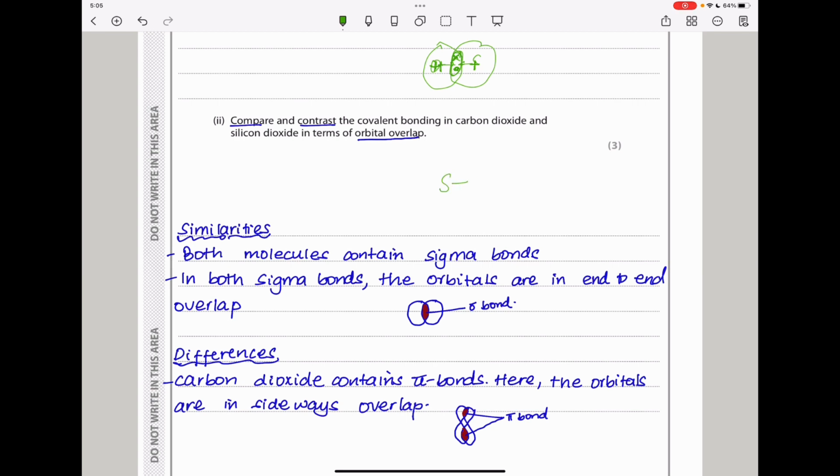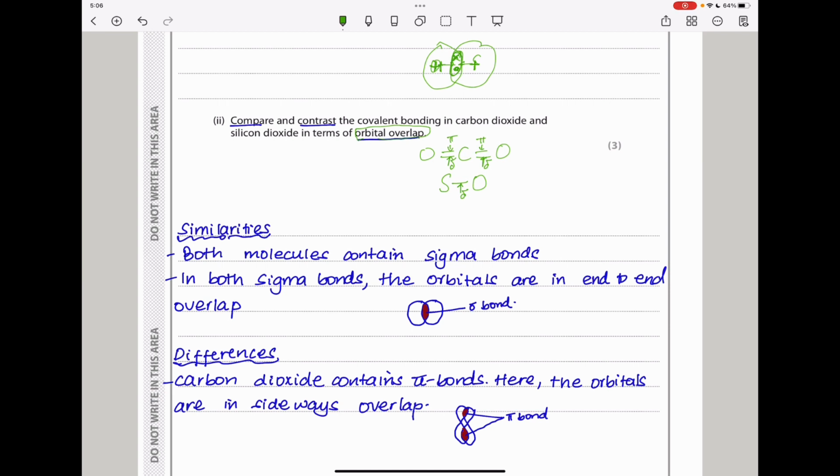In the silicon oxygen, let's assume, and in the carbon dioxide, or carbon oxygen in carbon dioxide, this is a sigma bond, and that is a sigma bond, that is a pi bond, that is a pi bond. So both of them do contain sigma bonds. And in those sigma bonds, the orbitals, because they told you in terms of orbital overlap, so we have to consider the orbitals. The orbitals are in end-to-end overlap.